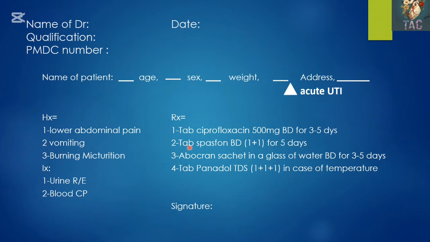So the next is the tablet Spasfon. This is also given twice daily. For patient comfort, you can also write it down as 1+1 for the 5 days. Also you can give the Apocrine sachet in a glass of water twice daily for 3 to 5 days. And another important one is tablet Panadol, given 3 times daily in case the patient is having a temperature, and here will be the signature of the doctor.